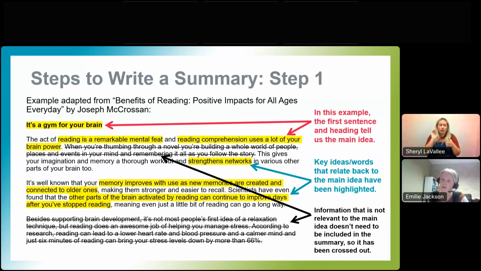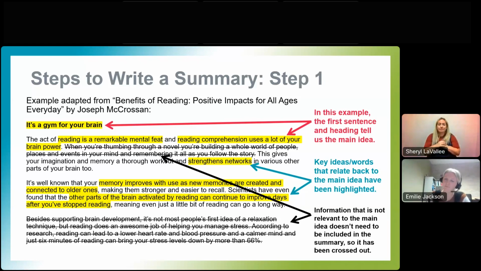You need to be a bit more critical when you think about whether it belongs. Is it necessary? Is it directly related to the author's main idea of the text? And in this case, I decided that although another benefit of reading is reducing stress, that is too different or just not connected directly enough to this idea that reading is like exercise for your brain and that you can improve your brain's strength by reading.